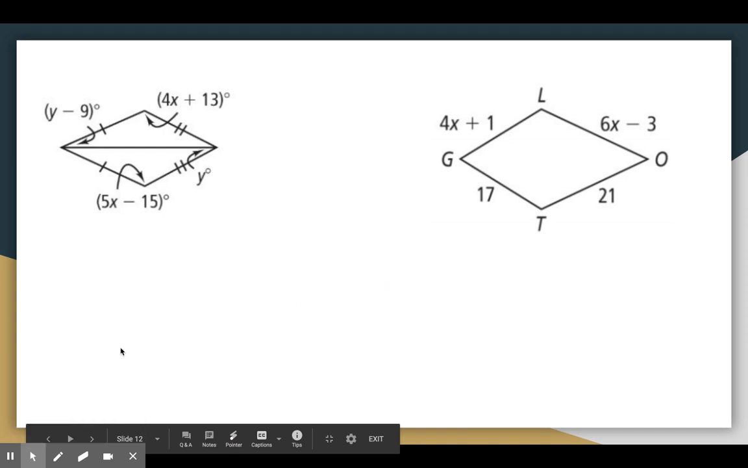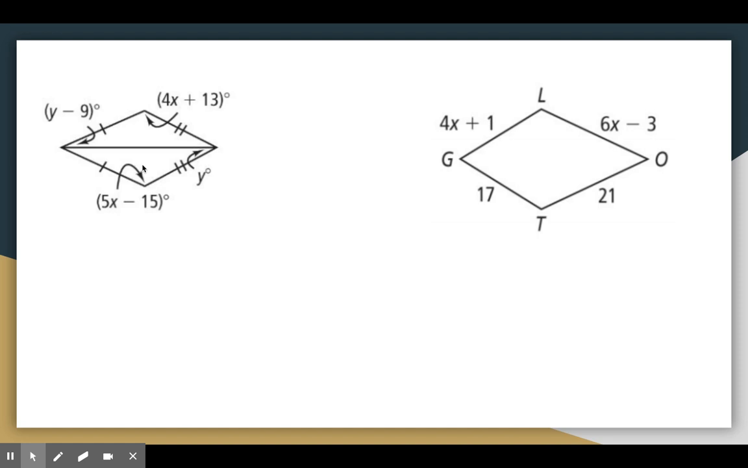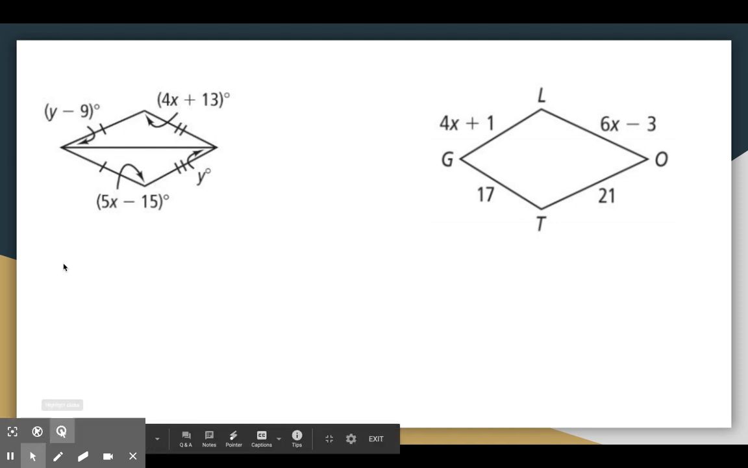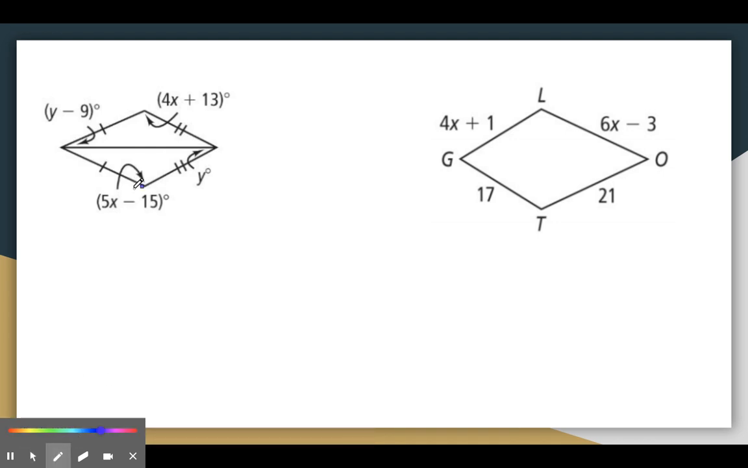Okay, using kites here. Again, notice our kite has been cut into 2 separate triangles. This one's actually pretty challenging. But what we can see is that, remember, in a kite, one pair of angles are congruent to each other, so these are congruent. So we set those equal to each other to find out what x is. 5x minus 15 is equal to 4x plus 13.